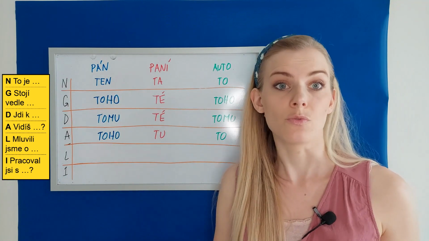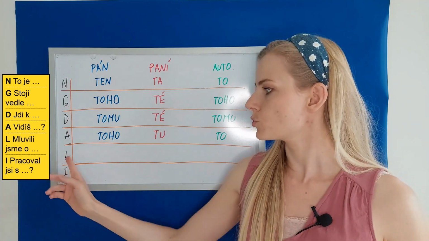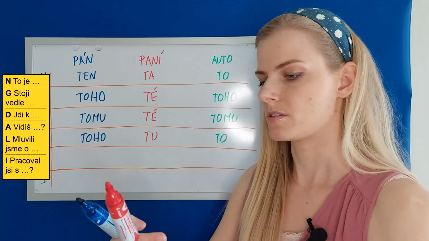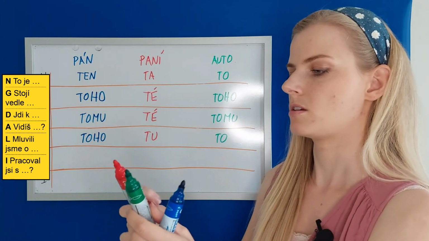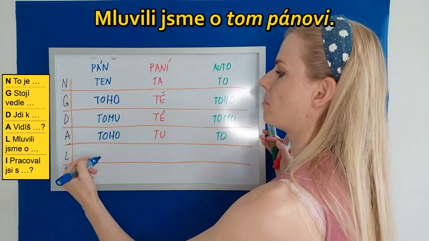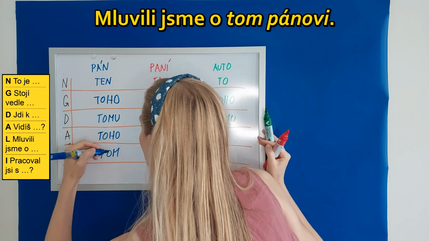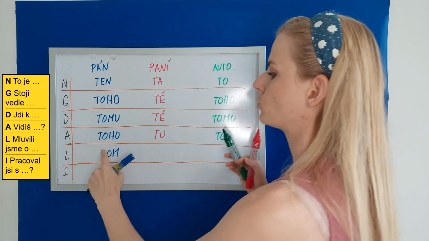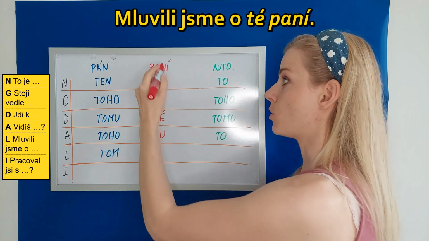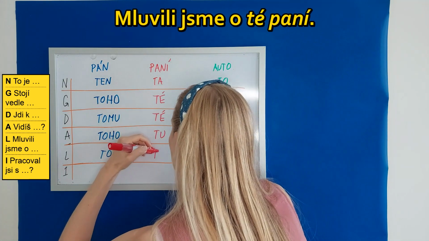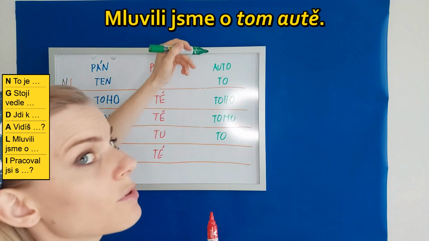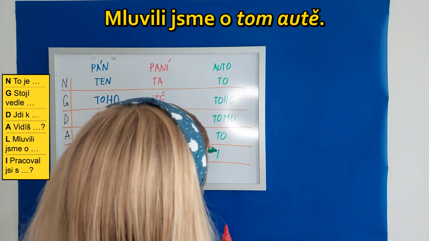I said there is no vocative case. And we move on to the locative case. Mluvili jsme o tom pánovi. We were speaking about that man. Mluvili jsme o té paní. We spoke about that lady. Mluvili jsme o tom autě.